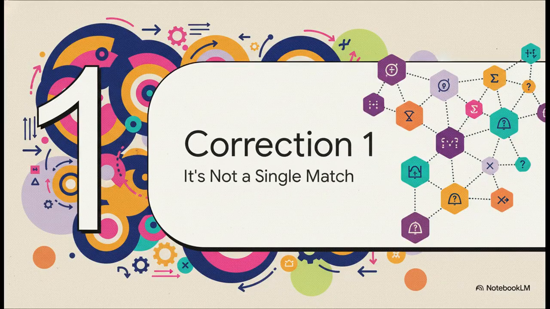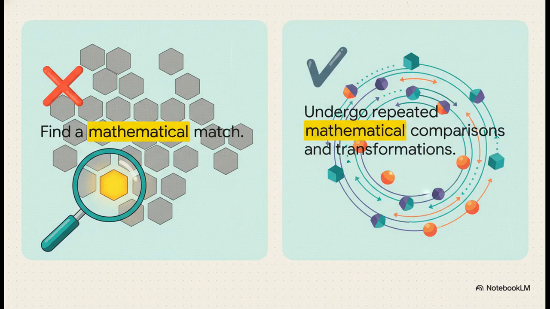Okay, our first big correction is all about how the model actually finds information. The original definition said it tries to find a mathematical match, which kind of makes it sound like a simple search, a one-and-done lookup. But the reality is way more active than that. So let's just get rid of this idea of finding a mathematical match. A much better way to think about it is that the input has to undergo repeated mathematical comparisons and transformations. It's not a search, it's a dynamic, evolving process. Let's break down what that actually looks like.